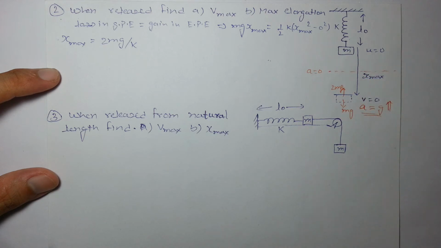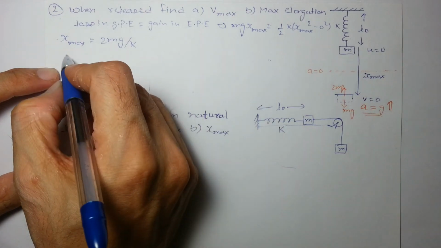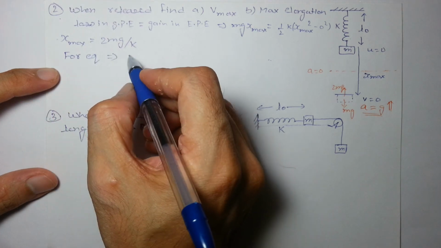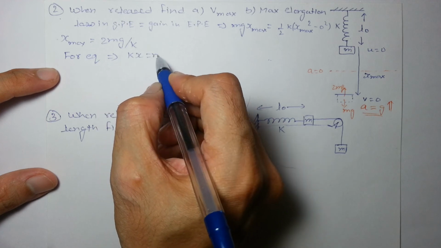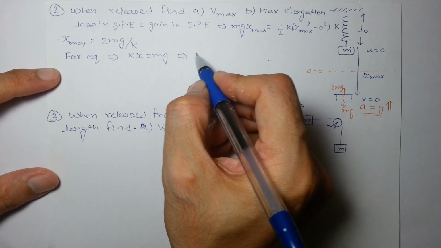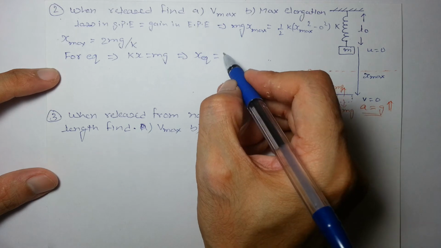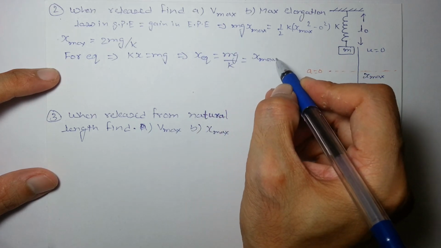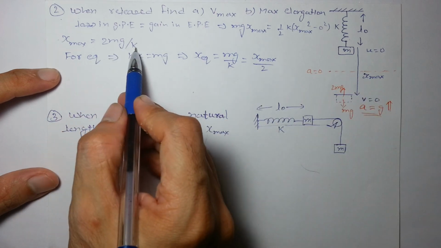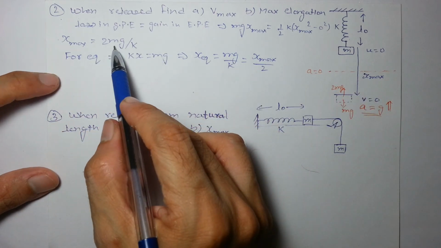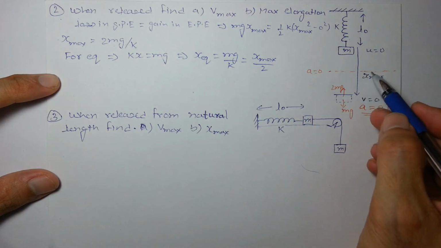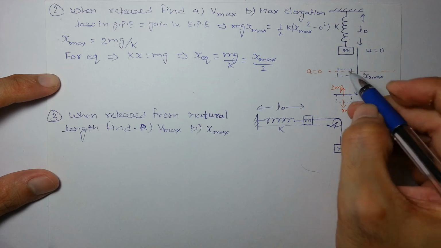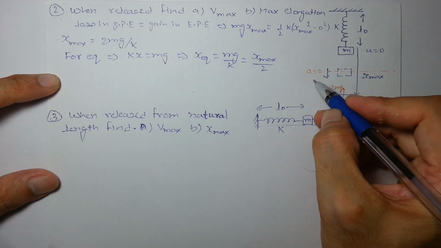I can calculate the position of equilibrium. For equilibrium, I'll say k into x will balance mg. So x equilibrium is mg by k, which is x max by 2 also. X max is 2 mg by k, so mg by k is nothing but half of this. So this is the position of equilibrium, and I can say at equilibrium velocity will be maximum.